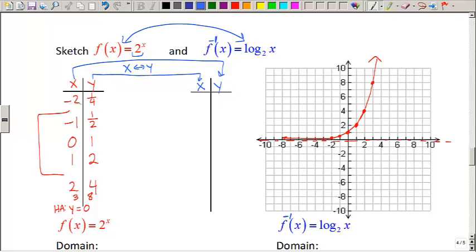So instead of the point -2, a fourth, I'm going to use the point a fourth, -2. Instead of the point -1, a half, I have the point a half, -1. Instead of the point 0, 1, I have 1, 0, 2, 1, 4, 2, 8, 3, all the way down. Notice that all of these x values are all positive. Whenever I plugged in anything into my exponential, I got out positive answers in my f of x.